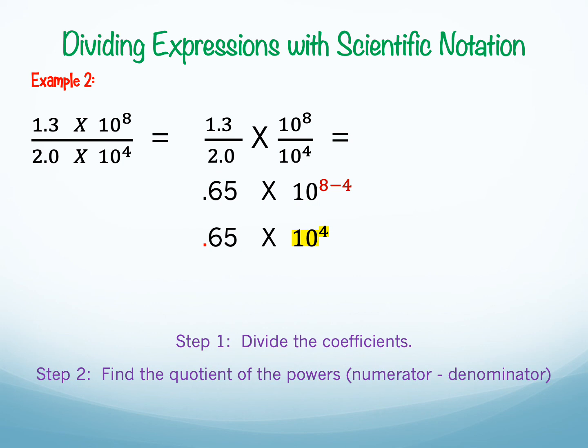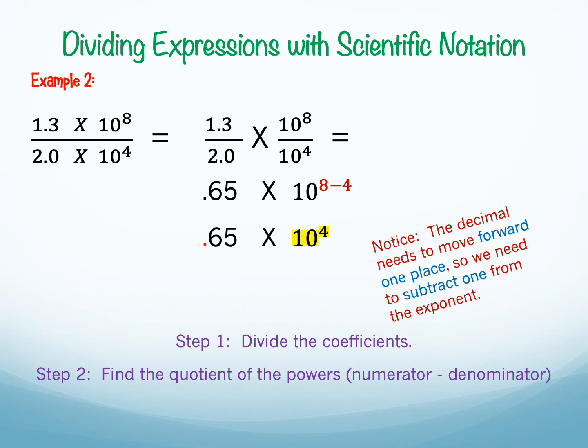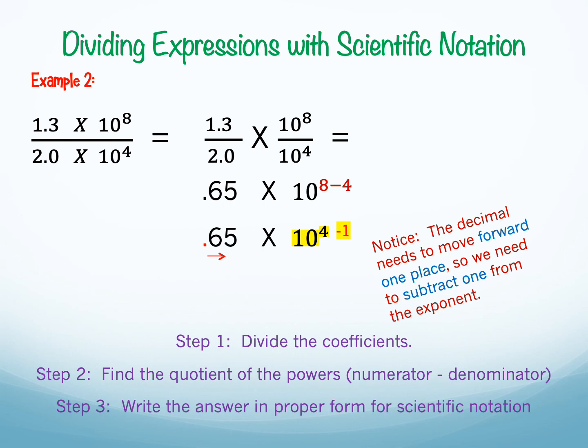Notice that our answer is not in proper form. The decimal needs to move forward one place, so we need to subtract 1 from the exponent. When we do that and write it in proper form, we get 6.5 times 10 to the 3rd power.